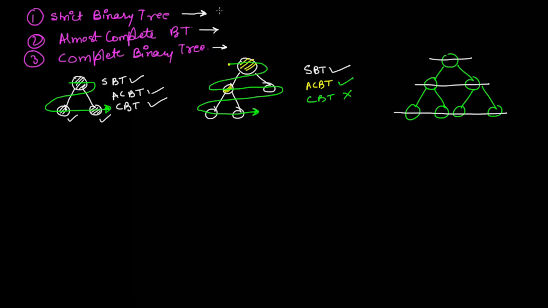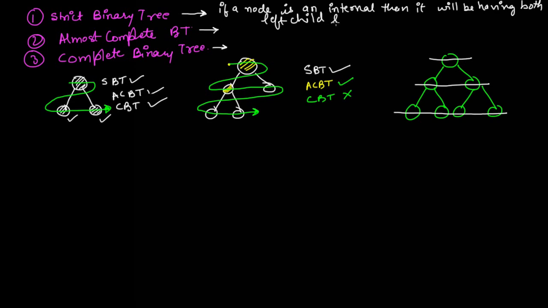Strict binary trees are the binary trees where if a node is having a child, that means it is an internal node, then it will be having both the left child and the right child. Okay, and in case of a complete binary tree, all the leaf nodes will be at the same level.